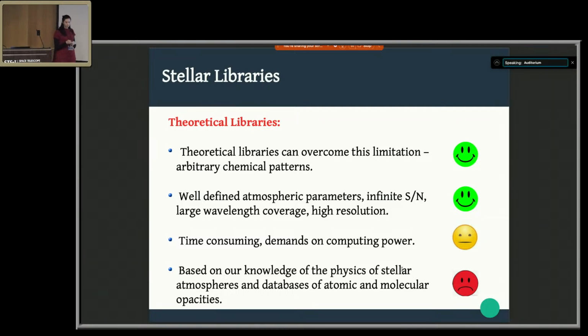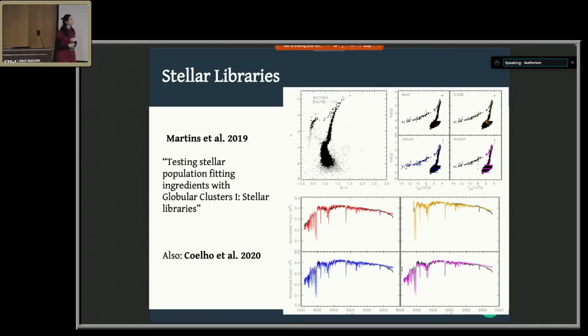For this reason, most of the models that were constructed historically in the optical, for example, until now, and I'm not talking about the UV, I'm talking mostly about the optical. Most of these models, the famous models that everybody uses, use empirical libraries. The good news is that these models are actually okay. The stellar libraries are actually doing a good job.